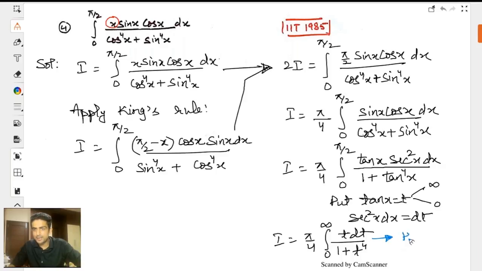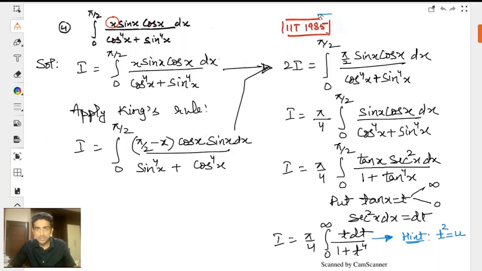Still, let me give you a hint. Many of you must have made out what to do now. Obviously, we will put t square equal to u. So this will become du, and this will become 1 plus u square. That is like integral of tan inverse u. Okay, so now you have to solve it completely and get the answer.